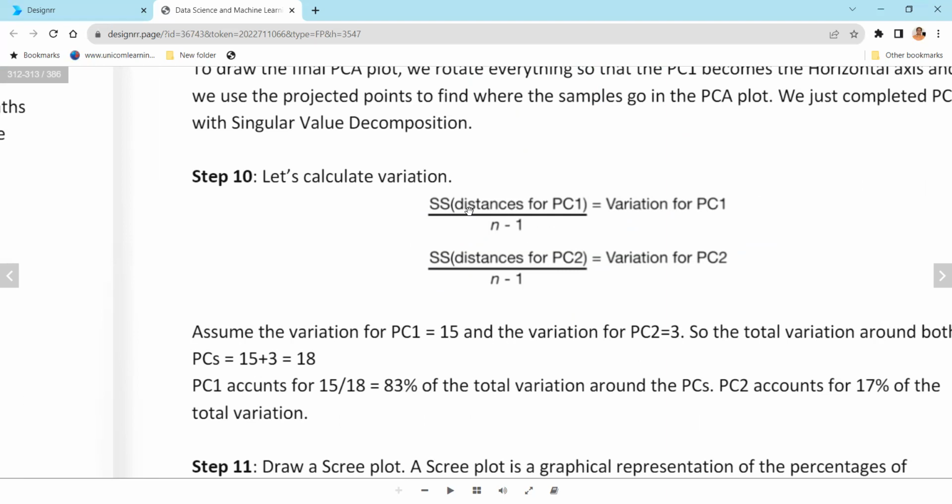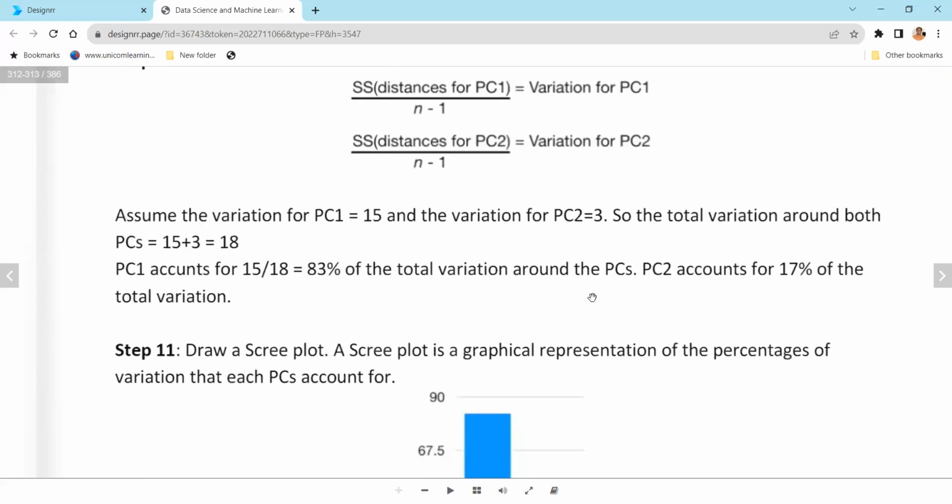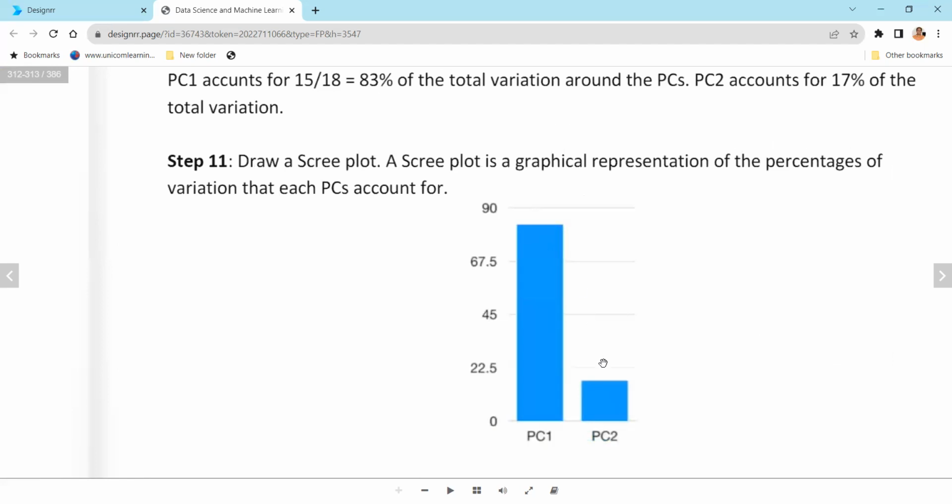So your total distance variation will become this. Squared distances for PC1 by n minus 1 is the variation for PC1. This is how much you have to move. Now you assume the variation of PC1 equal to 15 and variation of PC2 equal to 3. This is an assumption, right? So total variation across PCs is 18. So PC1 accounts for 15 by 18 and PC2 accounts for 3 by 18. So you'll have 83% and 17%. So this is like the contribution made by your PC1 and PC2.